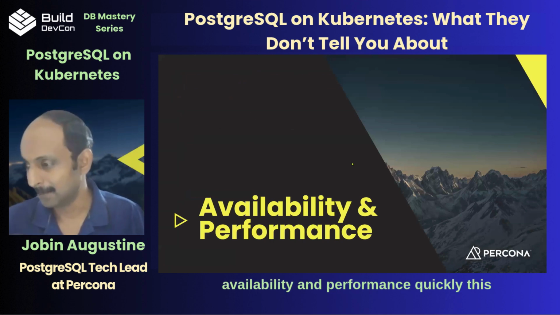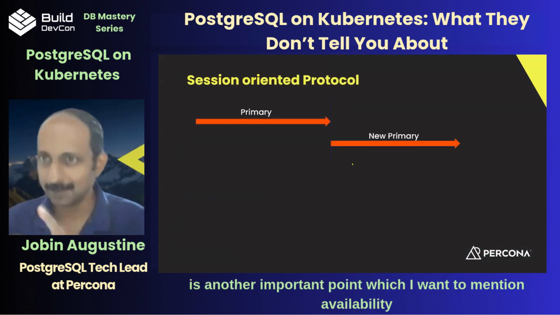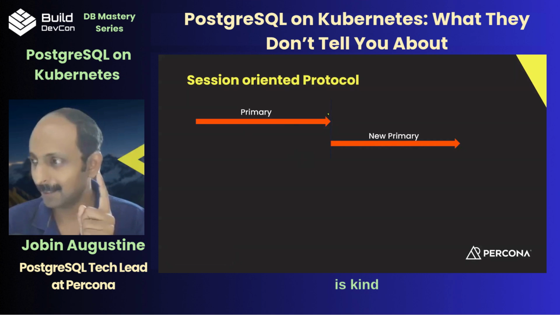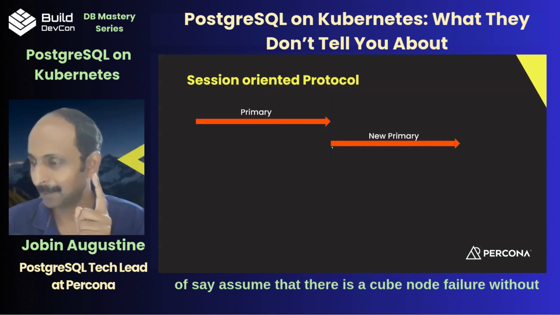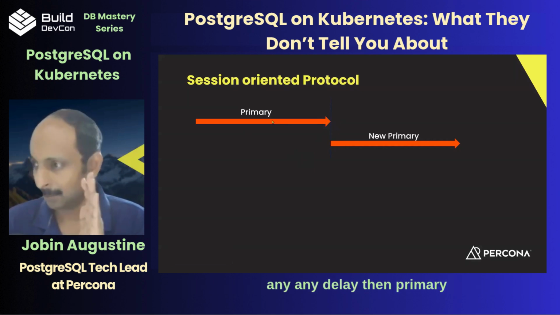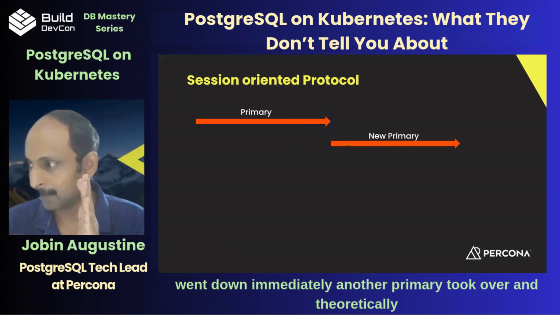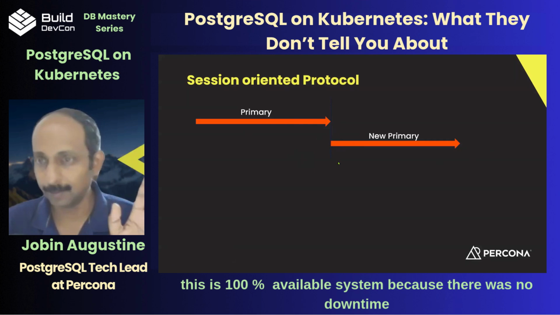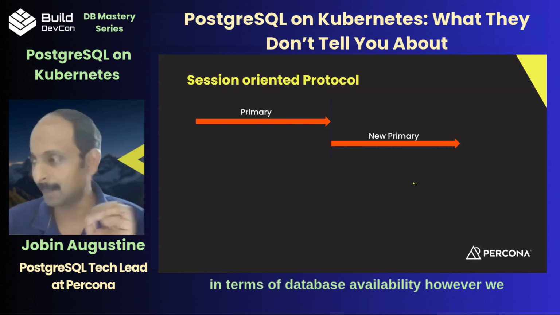Okay. Then availability and performance quickly. This is another important point which I want to mention. Availability is, say, assume that there is a quick node failure without any delay. Then the primary went down, and immediately another primary took over. And theoretically, this is a 100% available system, because there was no downtime in terms of database availability.